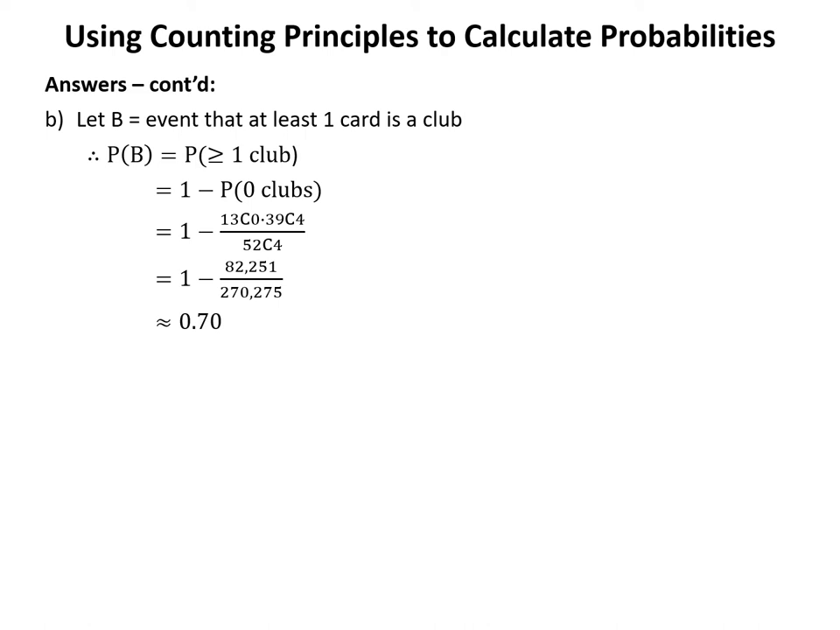That's our sample space. Now, to get zero clubs, we can sort of partition the deck into two groups. One is the group of 13 clubs, of which we're picking none, and then the 39 other cards, which are from the other three suits, of which we have to pick all four. So we get 13 choose 0 times 39 choose 4 divided by 52 choose 4. Notice that the 13 and the 39 on top add up to the 52, and the 0 and the 4 on top add up to the 4 on the bottom. So what we end up with is 1 minus 82,251 over 270,275, and that works out rounded to the nearest percent as 0.70 or 70%.